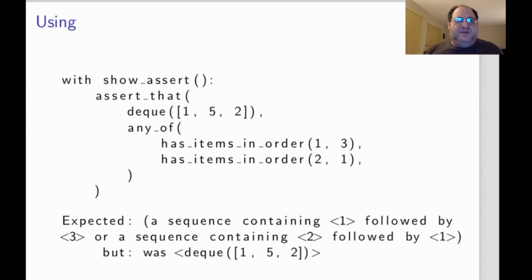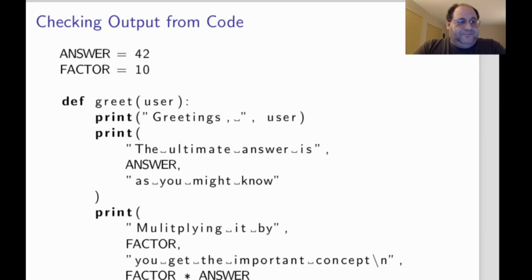So we want to check that 1, 5, 2 has items in order 1, 3, which it doesn't because it doesn't have a 3 at all. And it doesn't have items in order 2, 1 because it has a 2 and it has a 1, but by the time it got to 2, it already discarded the 1. And you know that this is a deque. You don't have random access to a deque. The only thing you can do is iteration, but because I built my matcher on the sequence interface, I just iterated over it. I can iterate over any sequence, so this just works.